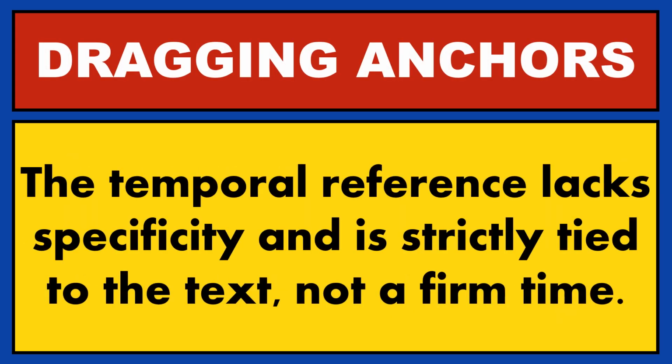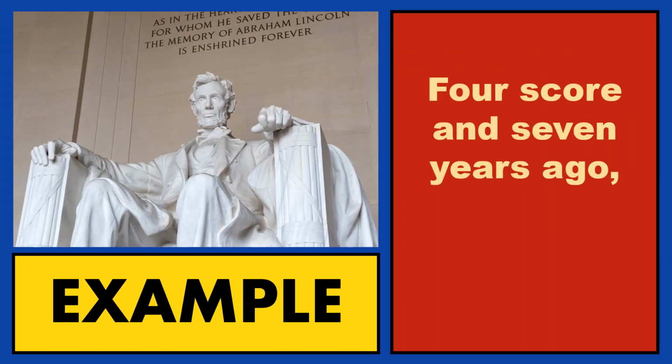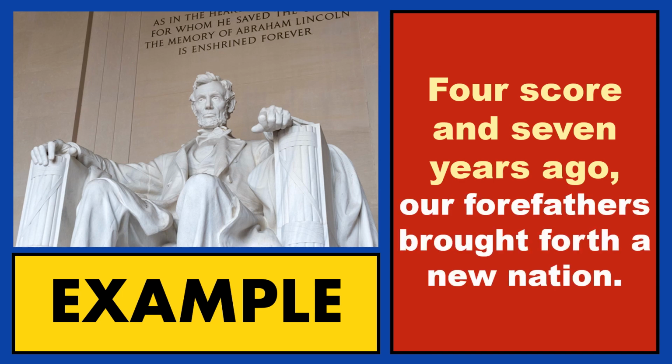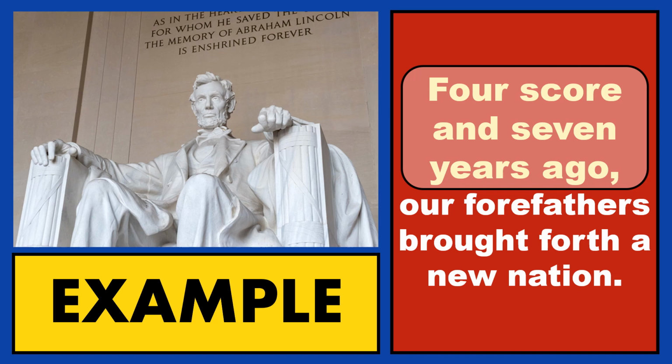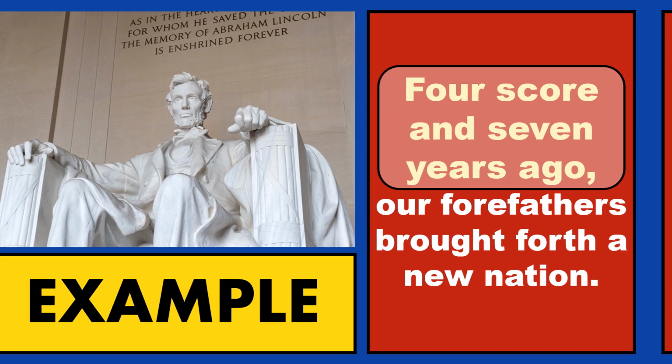The dragging anchors are different. The temporal reference lacks specificity and is strictly tied to the text, not a firm time. Example: "Eighty-seven years ago, our forefathers brought forth a new nation." In this context, the "87 years ago" is always going to be 87 years. So whether you read it at the time the Gettysburg Address was originally given, or whether you read it today, it'll still be 87 years before now.